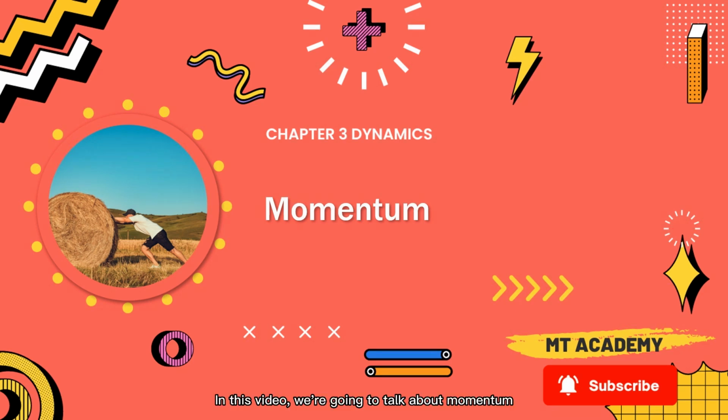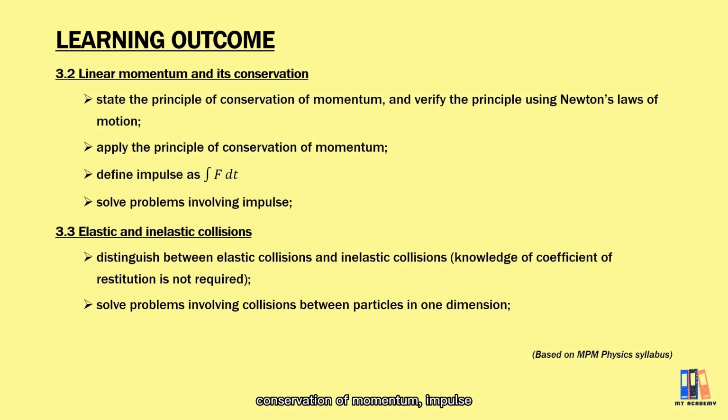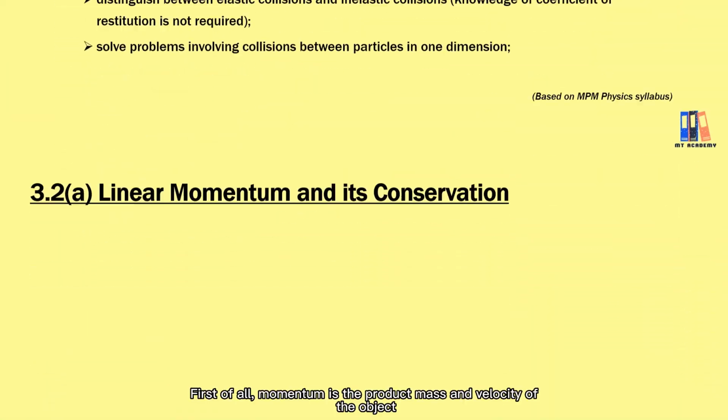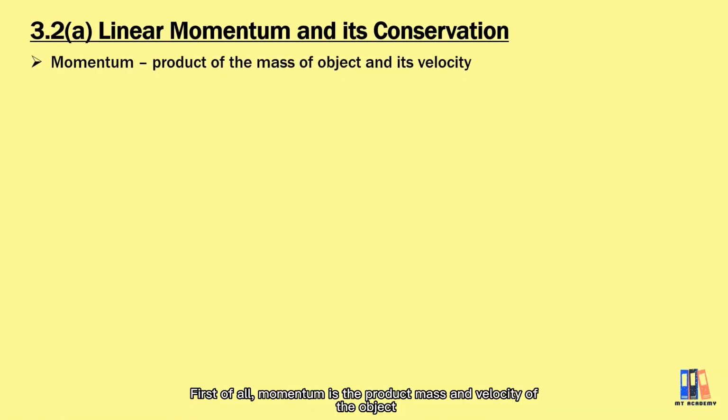In this video, we're going to talk about momentum. We will learn about the principle of conservation of momentum, impulse, and also the types of collision. First of all, momentum is the product of mass and velocity of the object.